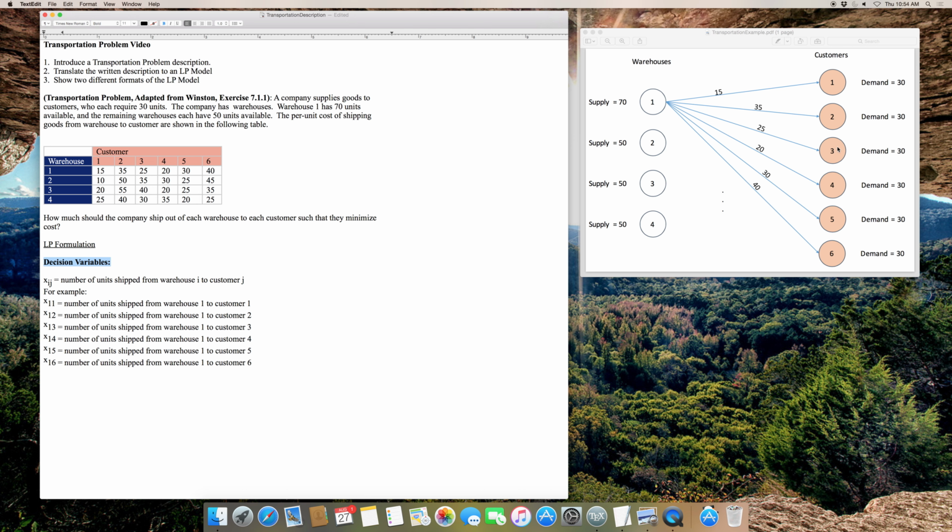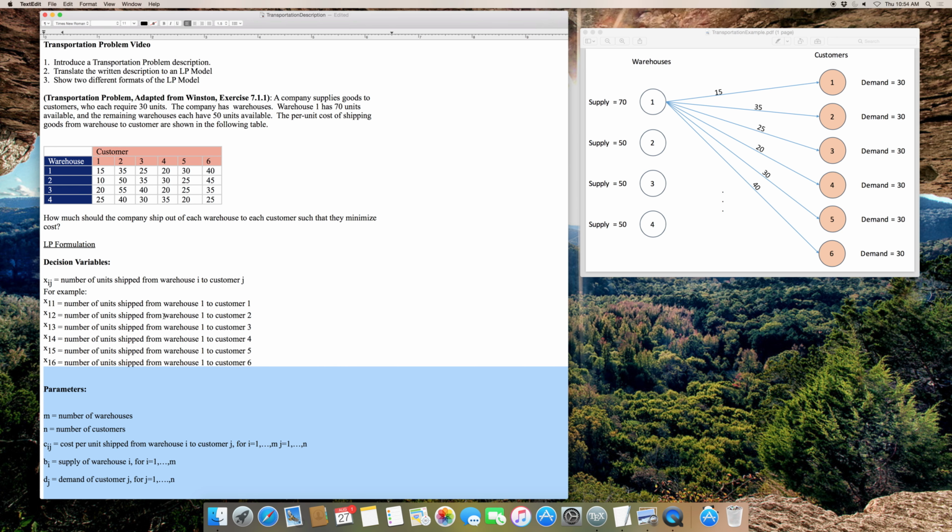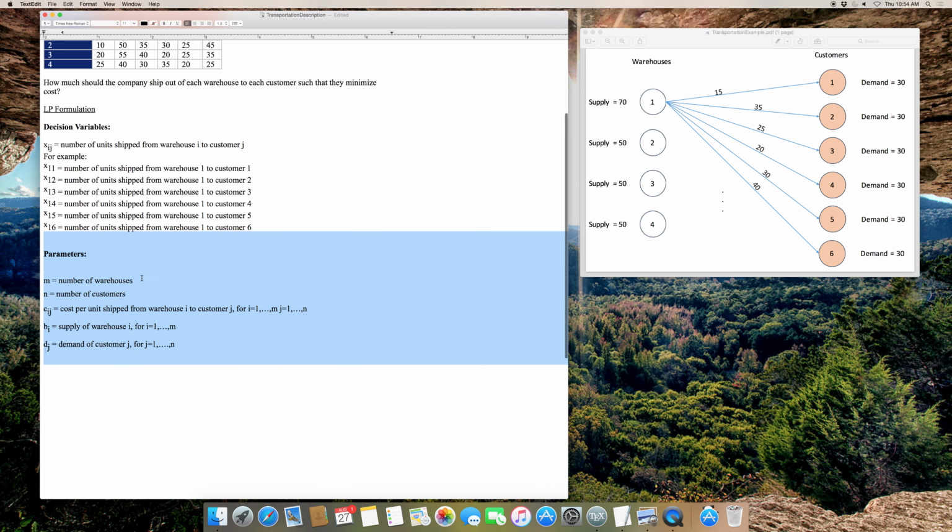So I have 4 warehouses, 6 customers for a total of 24 decision variables. Next, I need to determine what my parameters or constants are going to be associated with this problem. Here I am going to define M as my number of warehouses. For this particular example, I have 4 warehouses, so M is going to equal 4. I'm going to define N as my number of customers, so in our example, N equals 6.